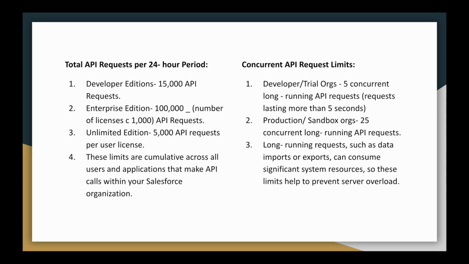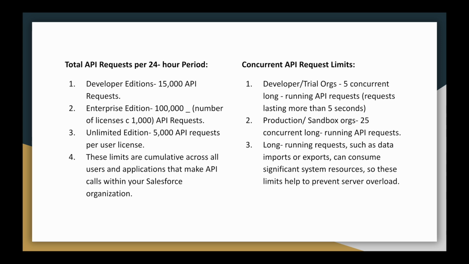Next, we have total API requests per 24-hour period. For developer edition, we can have 15,000 API requests per 24 hours. For enterprise edition, we have 1 lakh, and that also depends on the number of licenses. If we have a number of licenses, 1,000 API requests. For unlimited edition, we have 5,000 API requests per user license, and these limits are cumulative across all users and applications which make API calls within your Salesforce organization.